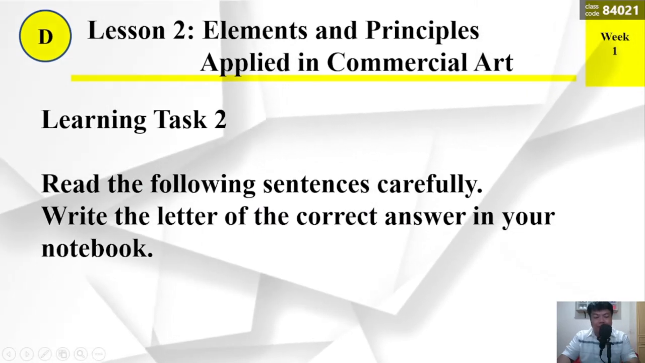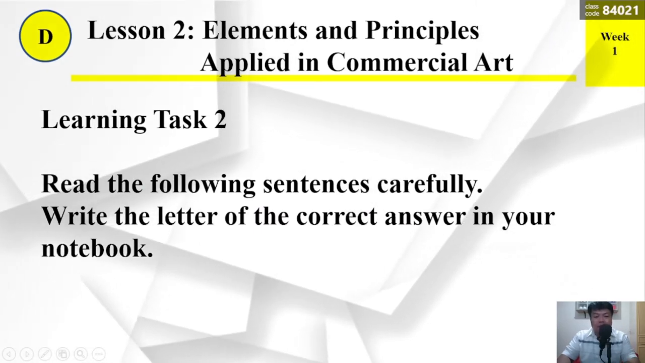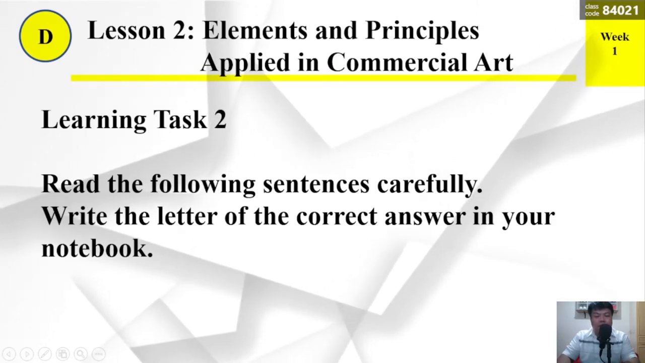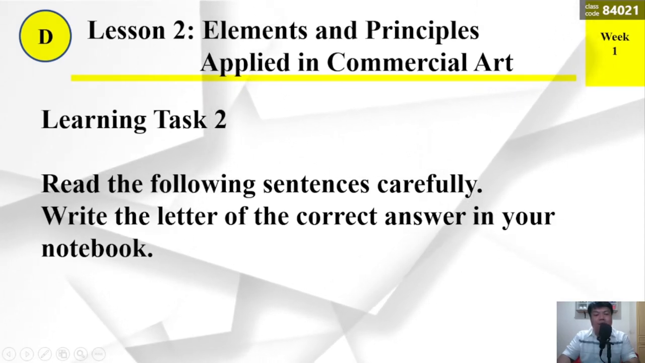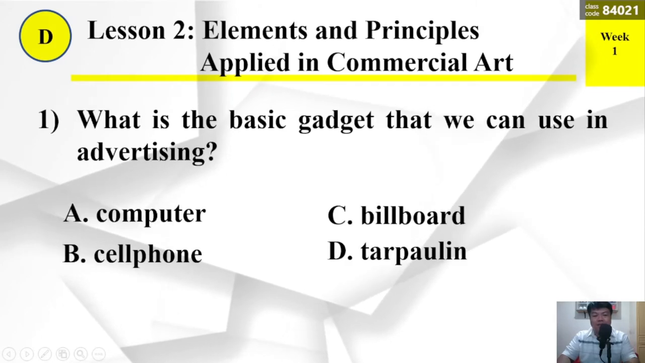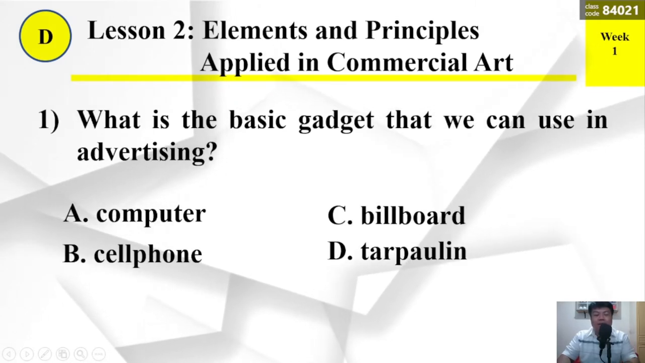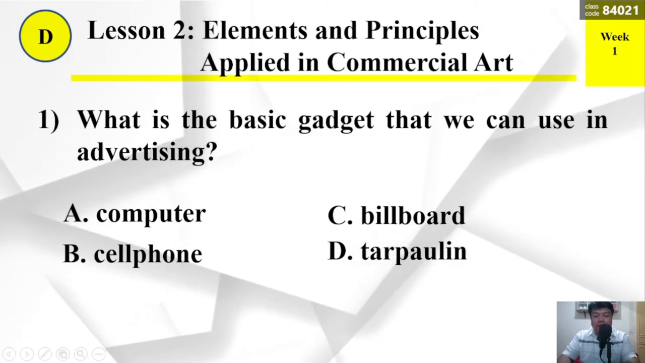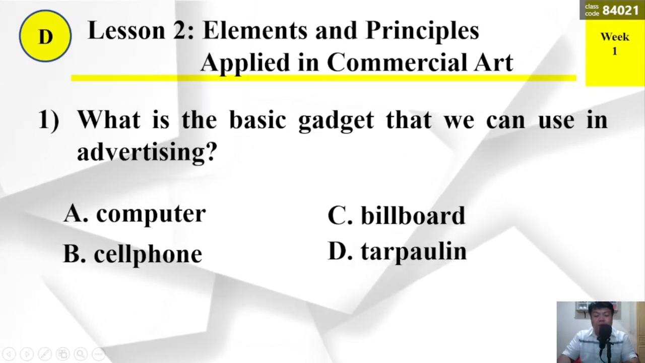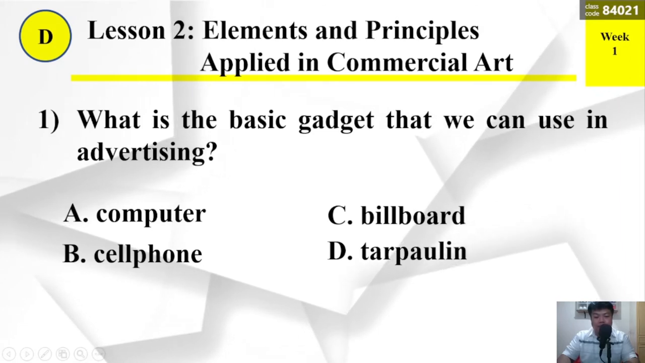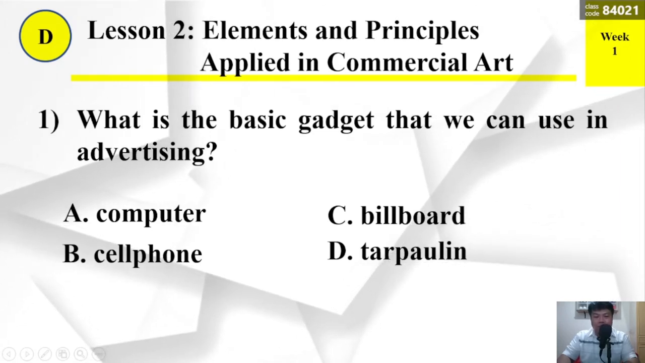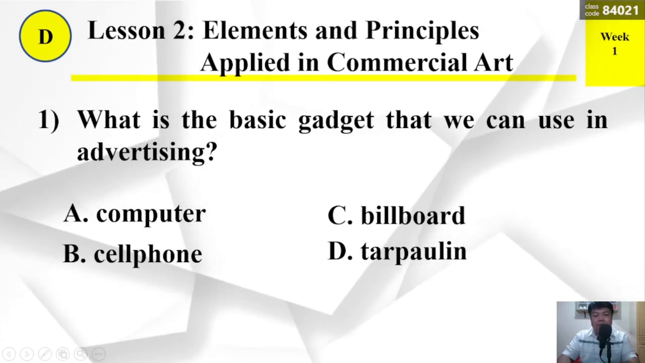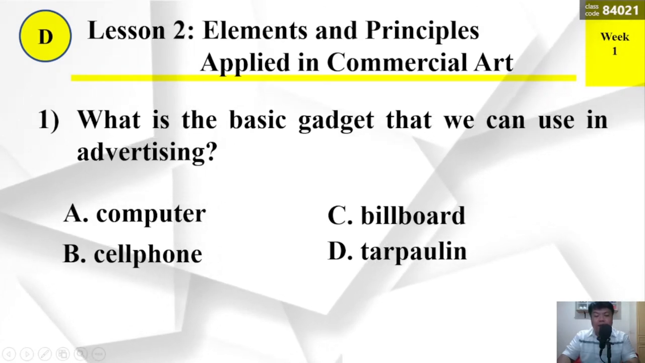Learning task number two. Read the following sentences carefully. Write the letter of the correct answer in your notebook. Question number one. What is the basic gadget that we can use in advertising? A. Computer. B. Cell phone. C. Billboard. Or D. Tarpaulin.